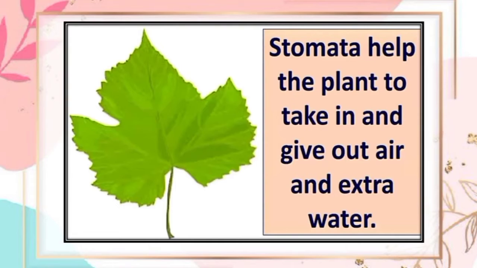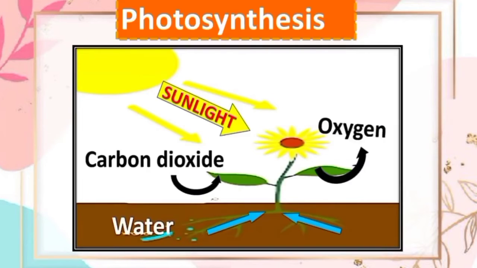So plants breathe too. They also breathe, but they do it through tiny openings, which allow the intake of carbon dioxide and the release of oxygen. It's very important that they do this because we need oxygen. Now let's understand how leaves make food.